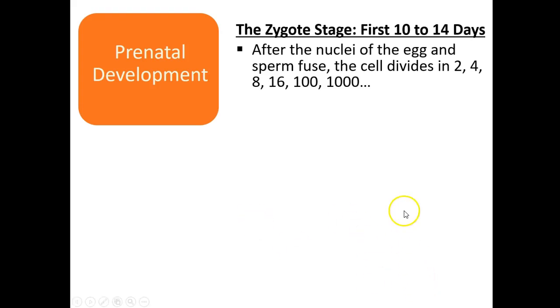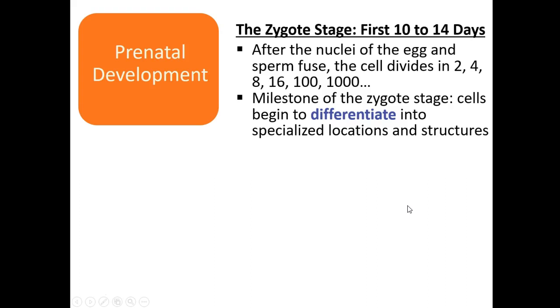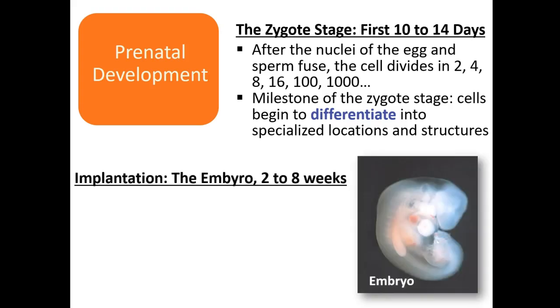Now, when that zygote lands on the wall of the uterus, we have the embryonic stage. Implantation is the technical term for Houston, we have landing.